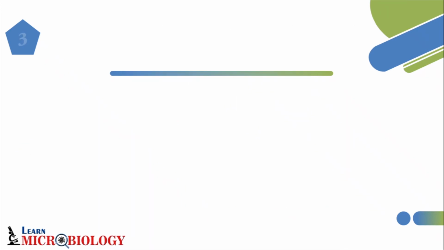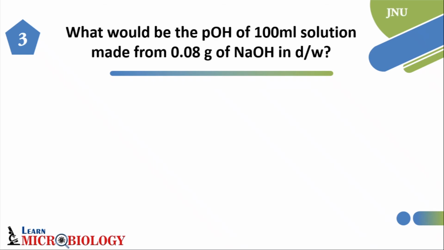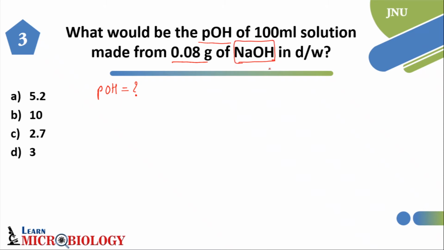Got it? Let's move to the next question. Question number 3. What would be the pH of a 100 ml solution made from 0.08 gram of NaOH in distilled water? Okay, so here are the options. So we have to find out pOH, right? And the solution provided is NaOH, which is an alkali. It is a base solution. So we will be getting the concentration of OH minus from this sodium hydroxide, and then from that we can find out the pOH value.